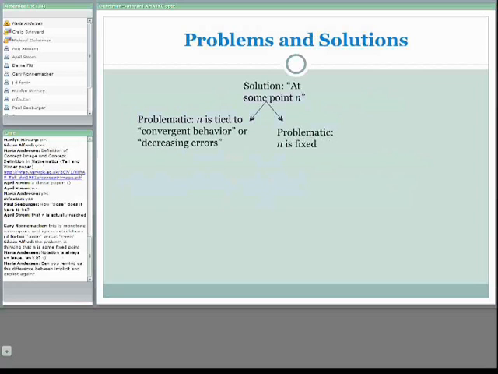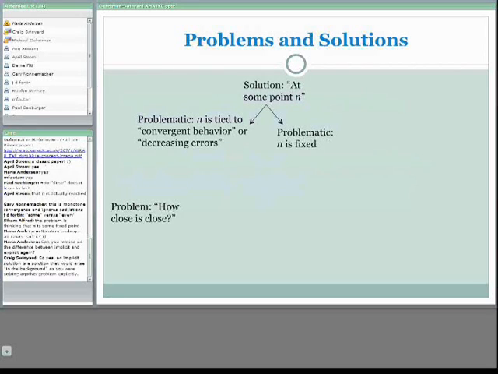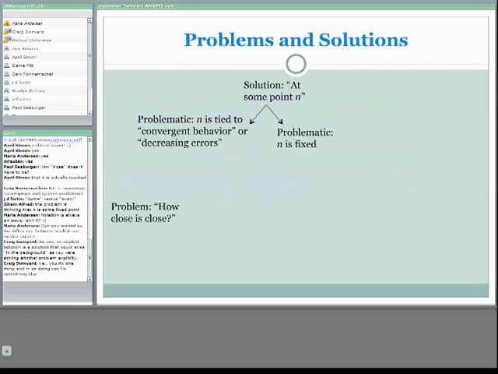So to come back to our illustration, they were focusing on this problem of how close is close, introduced the idea of an acceptable range to resolve that, and that implicitly solved this other problem. So this is currently the state of affairs. They've got this solution, which is persisting in their discussion, but they still have this other problematic issue that little n is fixed, partly because their acceptable range is fixed.